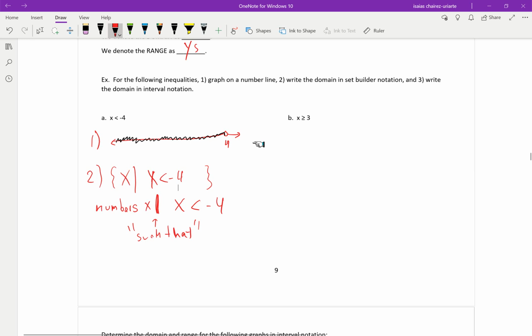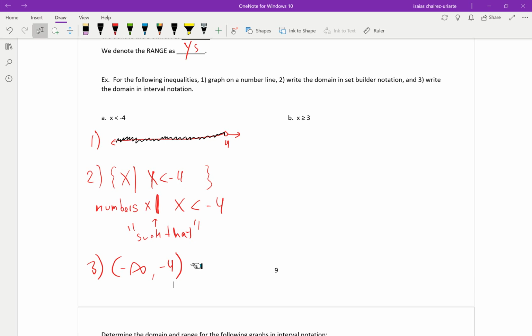Okay, and let's do the last part, the interval notation. The interval notation in this case is pretty straightforward. It's from -infinity to -4 with a parenthesis. And if you think about these three forms of expressing this set of numbers, I would say that interval notation is definitely the more convenient form.